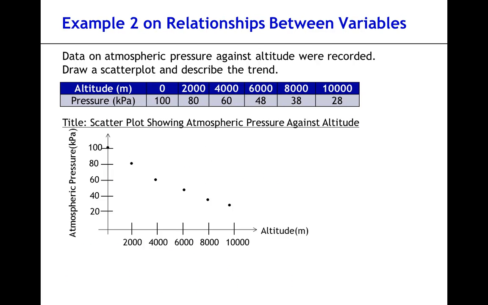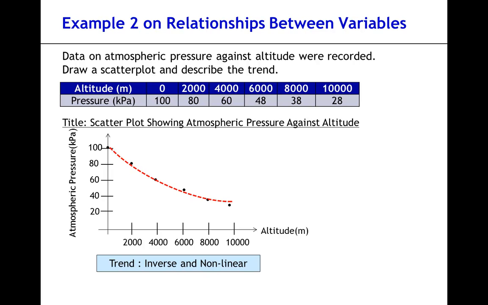In this next example, a scientist has collected some data and has drawn a scatter plot. Could you advise him if there is any relationship between the atmospheric pressure and altitude? Well, we can see that as x increases, y decreases in this case. We can also draw this imaginary curve through the points. Hence, this is an inverse and non-linear relationship.